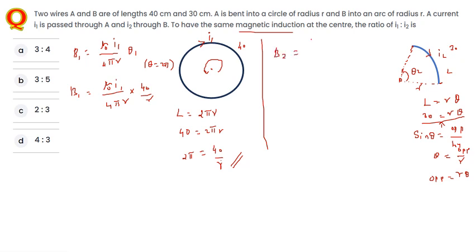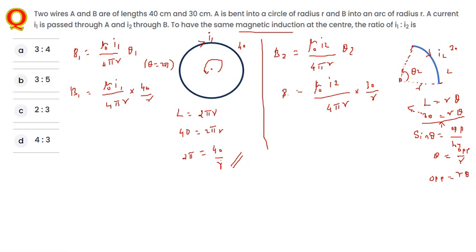B2 is equal to mu naught I2 divided by 4 pi r into theta 2. Instead of theta 2, from this one you can get the theta values. Theta is equal to 30 divided by r. So mu naught I2 divided by 4 pi r into theta 2: instead of theta 2, you are going to mention 30 divided by r.